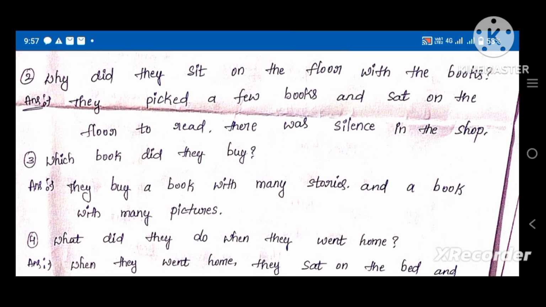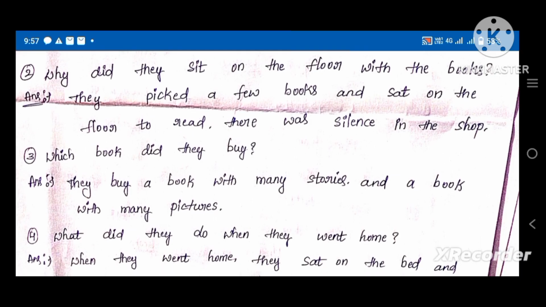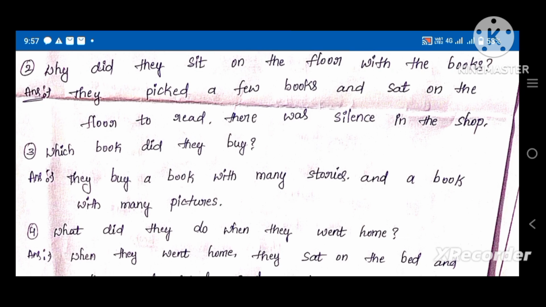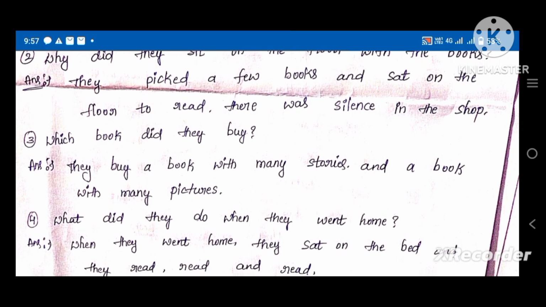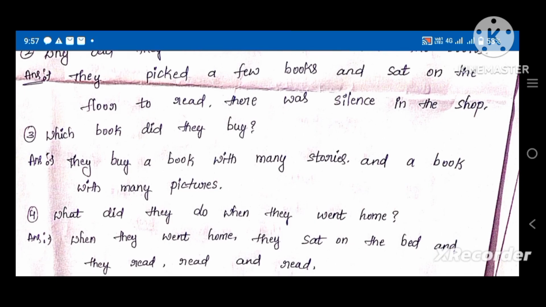Second question. Why did they sit on the floor with the books? Answer. They picked a few books and sat on the floor to read. There was silence in the shop.